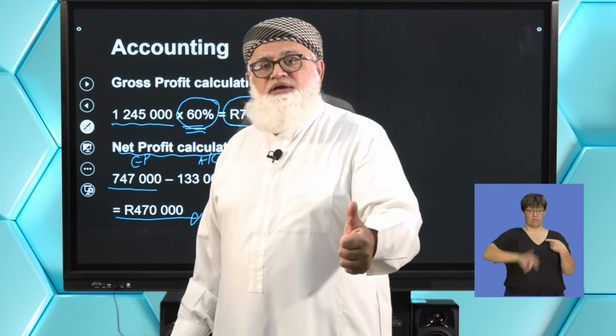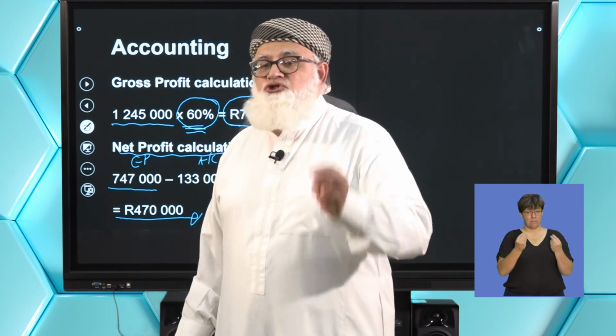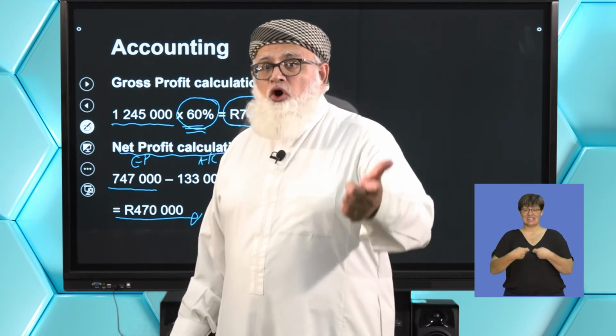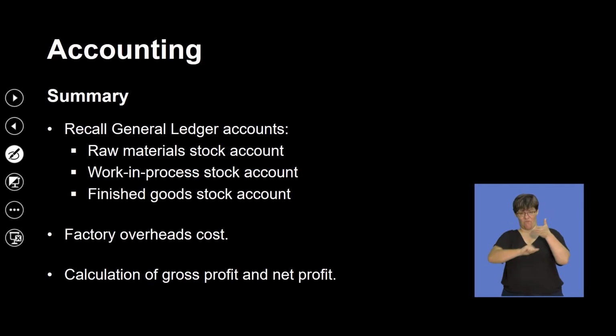Okay, so clearly you can see, in order to calculate your net profit, firstly gross profit. Once you have your GP, which is your gross profit, you subtract your two cost components, namely selling and distribution and your admin cost.